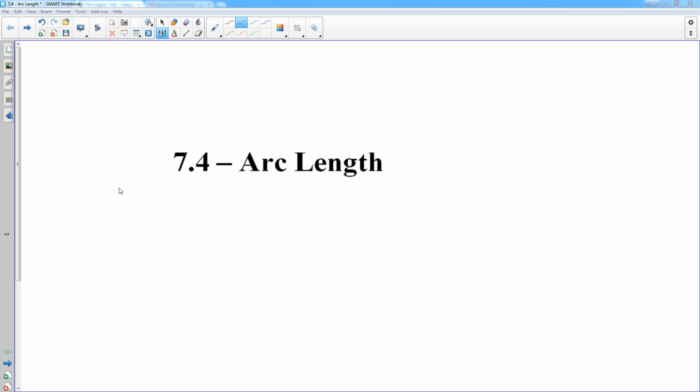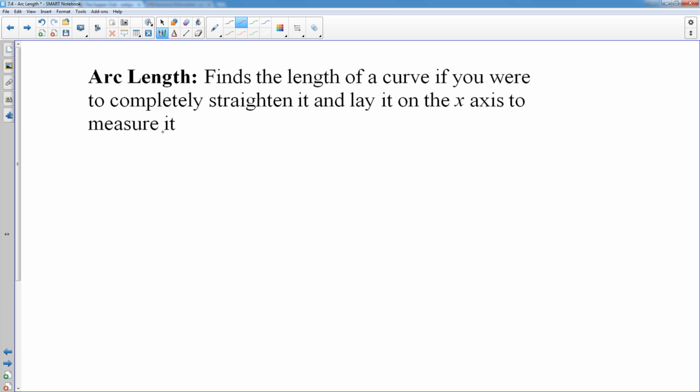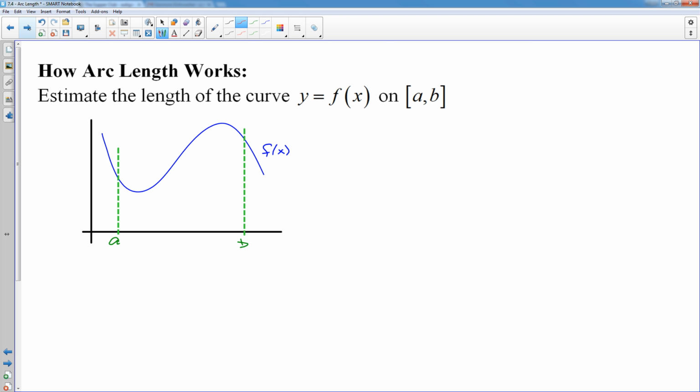Alright, let's move into arc length. And the idea behind arc length, as you probably would have guessed, is it finds the length of your curve. If you were to pick up your curve, straighten it out like a string, and lay it on the x-axis to measure it. So arc length finds the length of the arc. Pretty appropriate name.